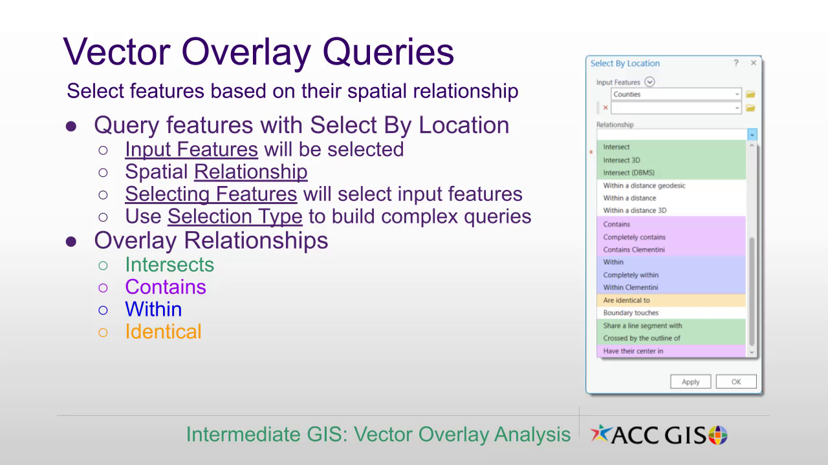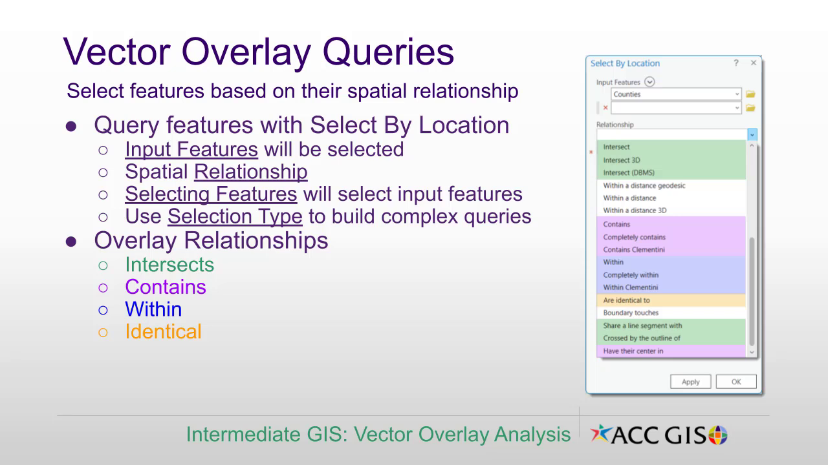Contains is another type of spatial overlay relationship, including contains, completely contains, and contains Clementini. Contains is if the input features contain the selecting features, and it can be the boundary or the inside. Completely contains means it must contain both the boundary and the inside. And then contains Clementini means that it contains the inside, but not necessarily the boundary. Contains also includes the spatial overlay relationship have their center in which the center of the input features must fall within the boundary of the selecting features.